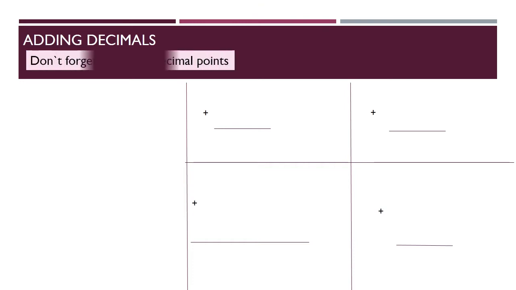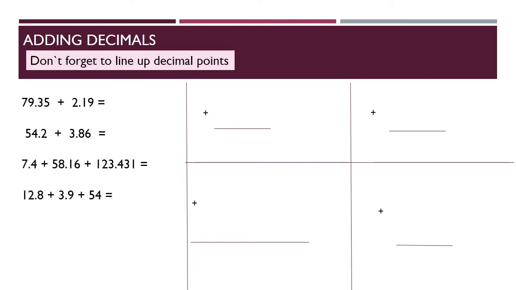How to add decimals? Here we have 4 examples. First, don't forget to line up the decimal points. We start from 79.35, then we put 2.1 and then add the 9. And we start adding 5 plus 9, 14. 3 plus 1, 4 plus 1, 5. We put the point, then we add 9 plus 2 equal 11, 1 and hold 1, 7 plus 1 equal 8.